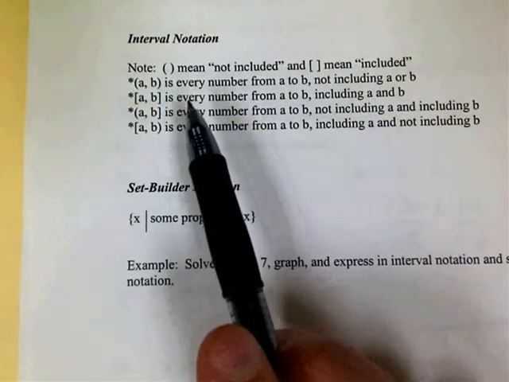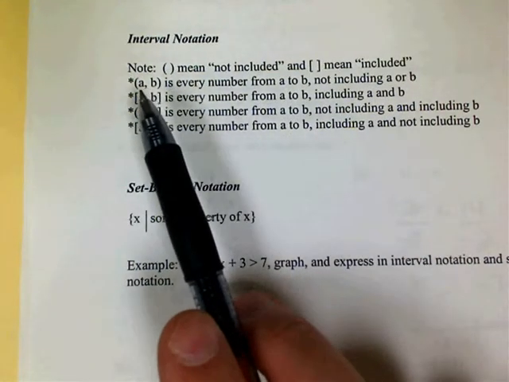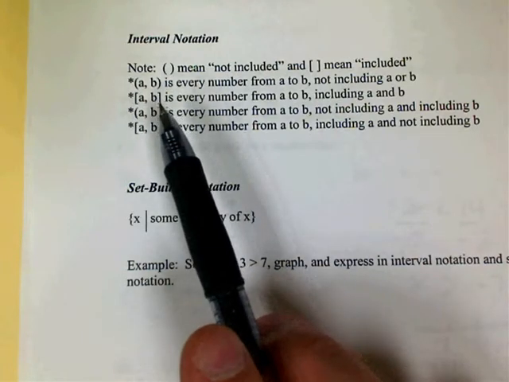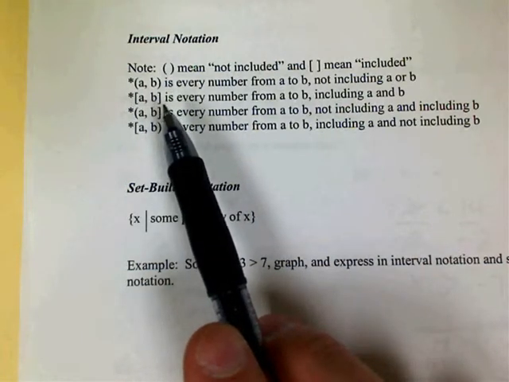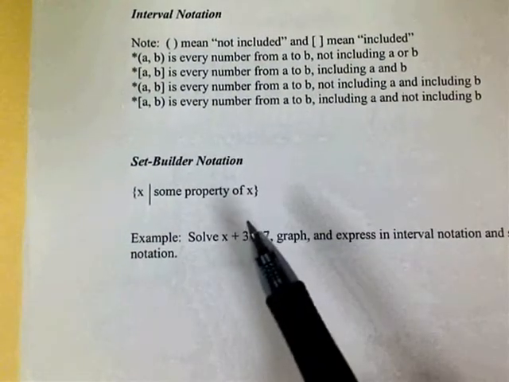Brackets and parentheses. A comma B. Parentheses mean not included. Brackets mean included. Parentheses not. Brackets are. Now another type of notation is set builder notation.